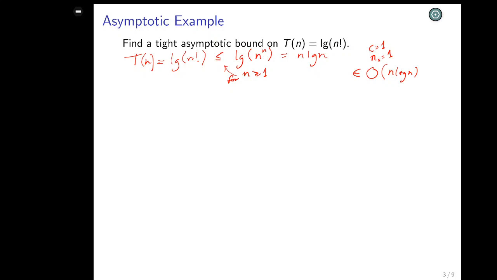Now for you. T of n is still equal to log of n factorial. But now you want to show that this is greater than or equal to some constant times n log n. And let me give you a hint.